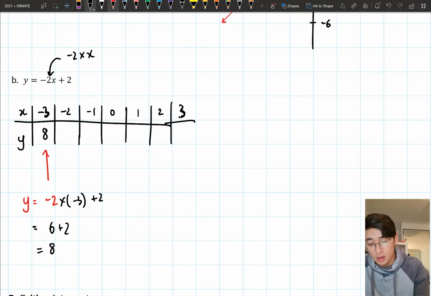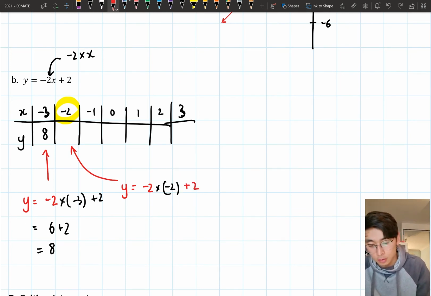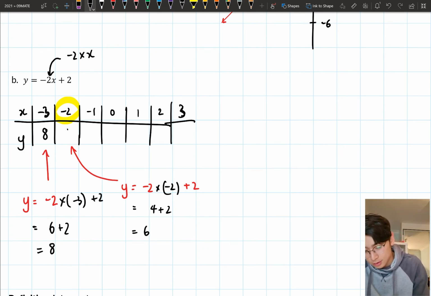Okay. Next one, let's have a look at this next one. So here I'm going to get y is equal to negative 2 times, what am I multiplying it by this time? It's going to be minus 2 because that's the value at the top of my column here. And in my rule, it's still plus 2 at the back here. So I'm going to do this again. Negative times negative gives me a positive. So this becomes 2 times 2, which is 4, plus 2, which gives me 6. So next one's going to be 6.